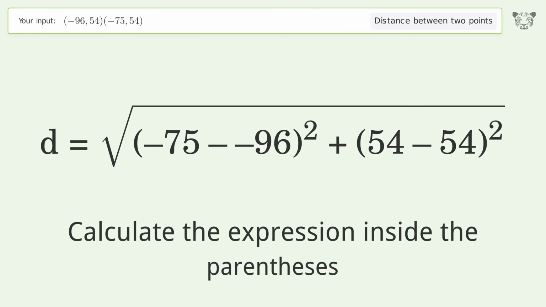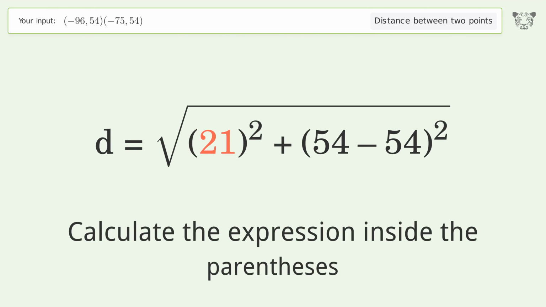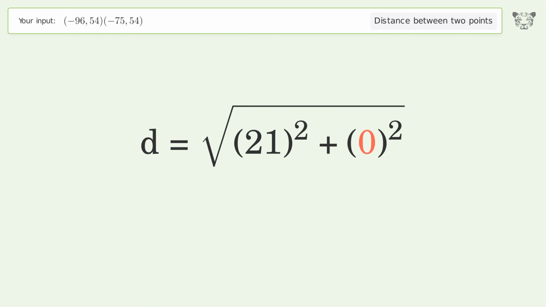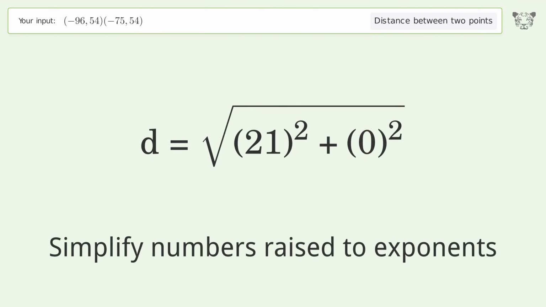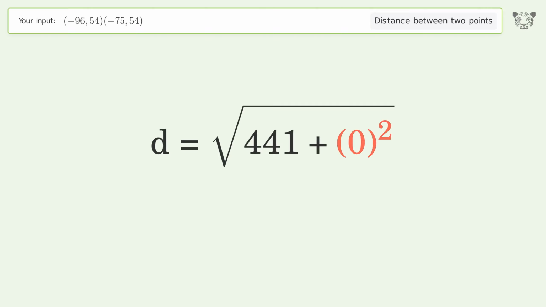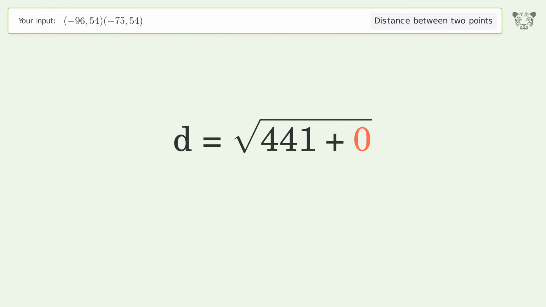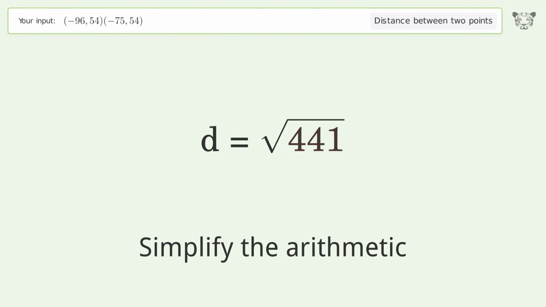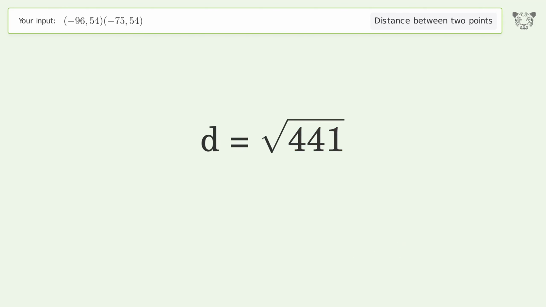Calculate the expression inside the parentheses. Simplify numbers raised to exponents. Simplify the arithmetic. And so the distance between the 2 points is the square root of 441, or 21.